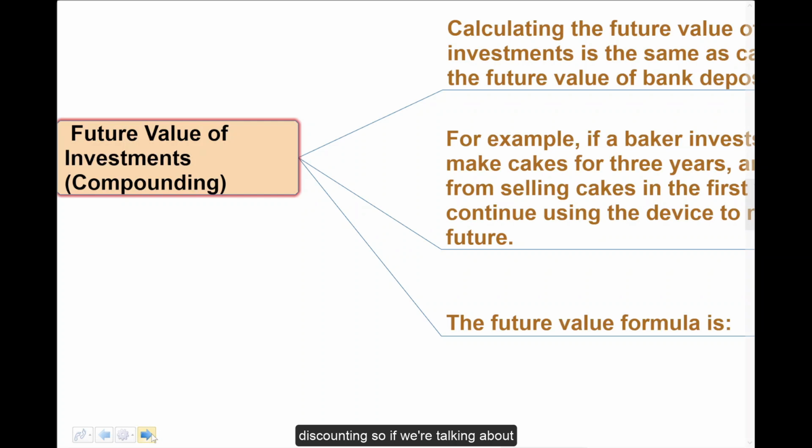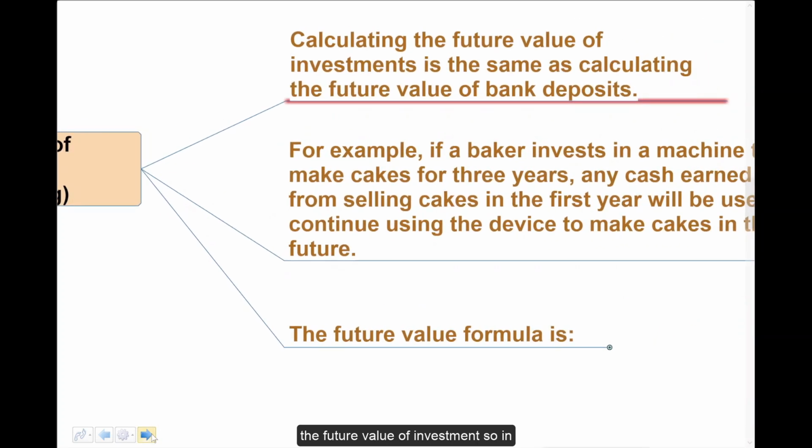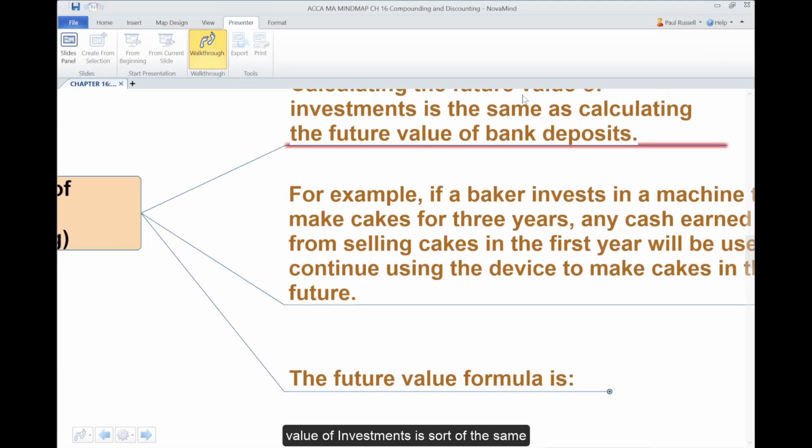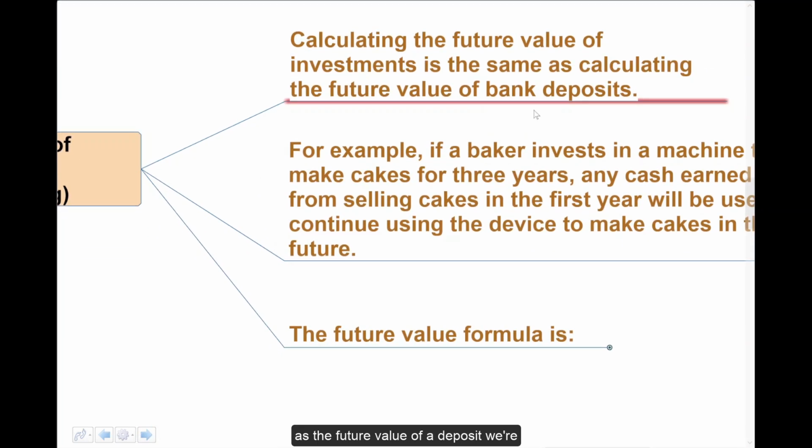So if we're talking about compounding, we're really talking about the future value of investments. So in effect, if we're looking at the future value of investments, it's sort of the same as the future value of a deposit. We're really saying, okay, we've invested in X, Y, Z, let's say a unit trust. That's the same as investing in a bank, but in a slightly different way.